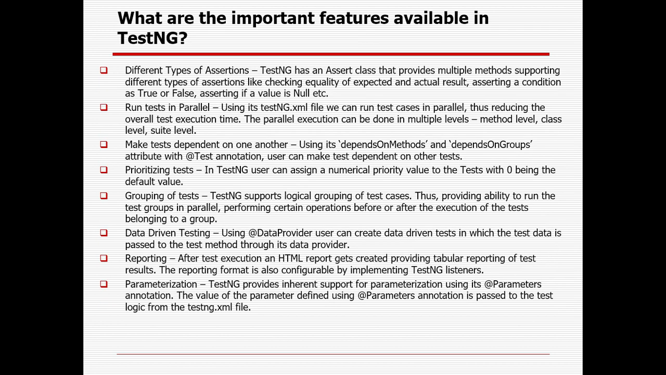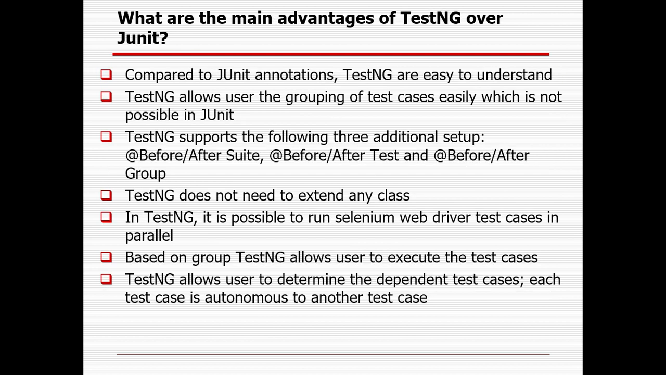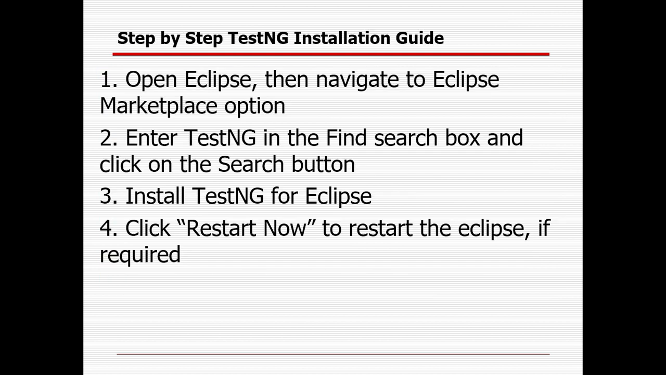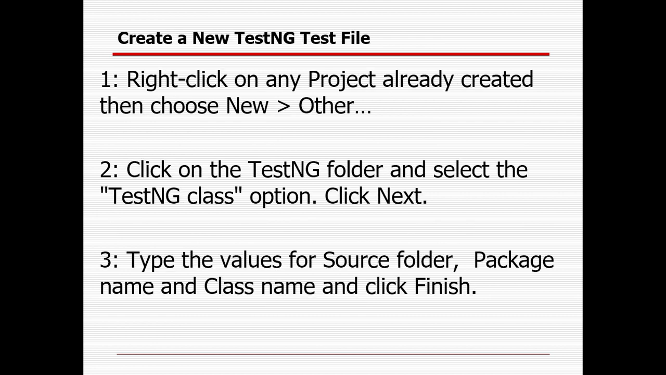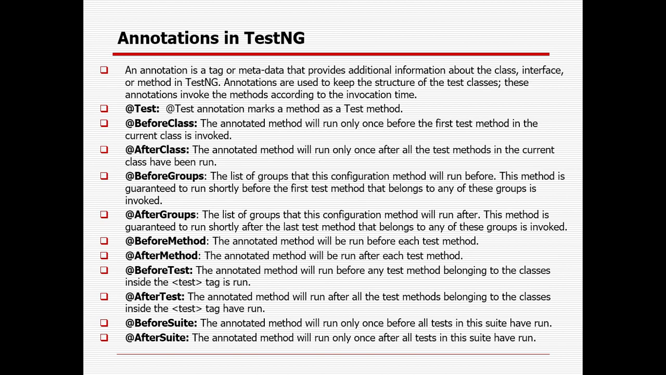You need to open Eclipse, go to the Eclipse Marketplace, search for TestNG, install it, and restart. After that, you need to associate it using the Add Library option. After that, you create a TestNG project, where all the annotated test cases will be considered as tests. There is no main method associated, and there are different annotations you can use. The sequence is: before suite, before test, before class, before group, before method, test, after method, after group, after class, after test, and after suite.